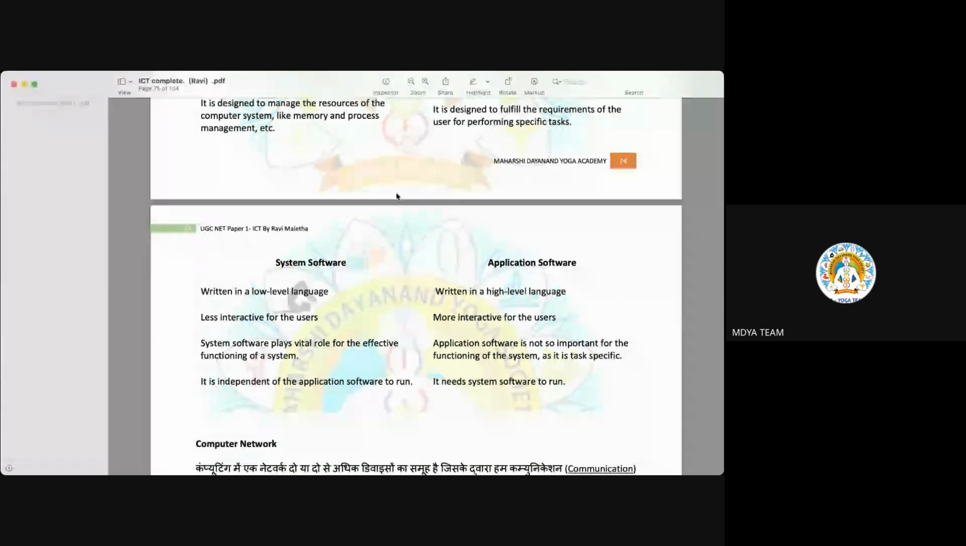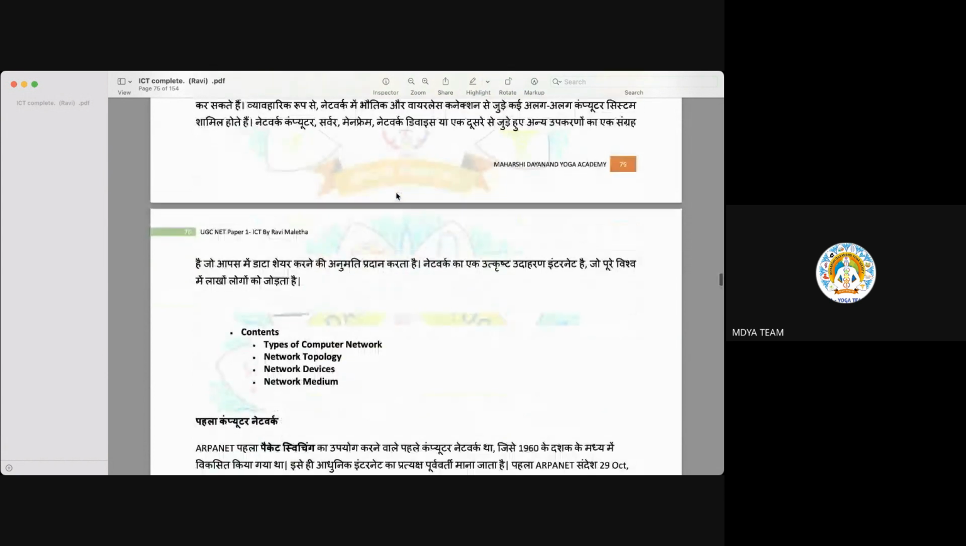System software, as the name suggests, plays a vital role for the effective functioning of a system, and application software is not so important for the functioning of the system as it is task specific. This system software is independent of application software, but application software needs system software to run. So that's all about the software.